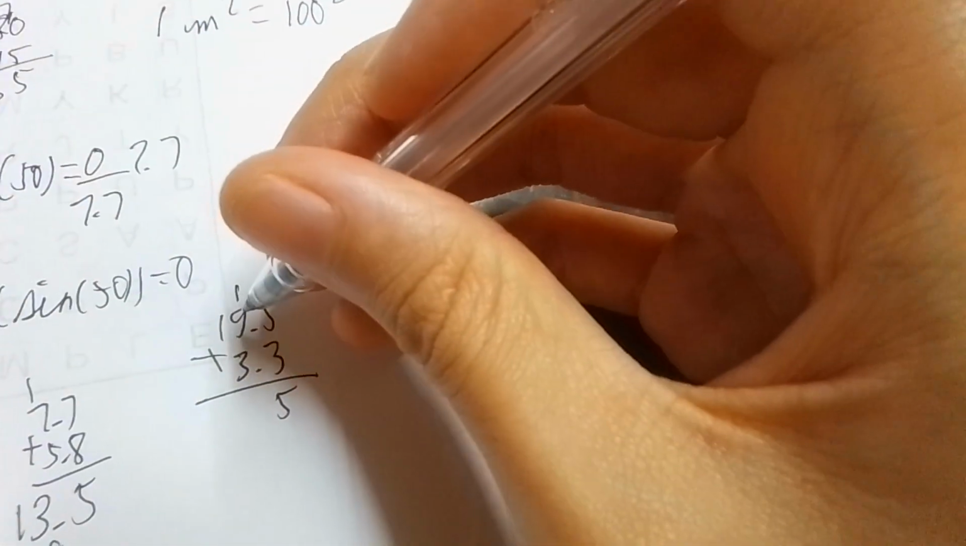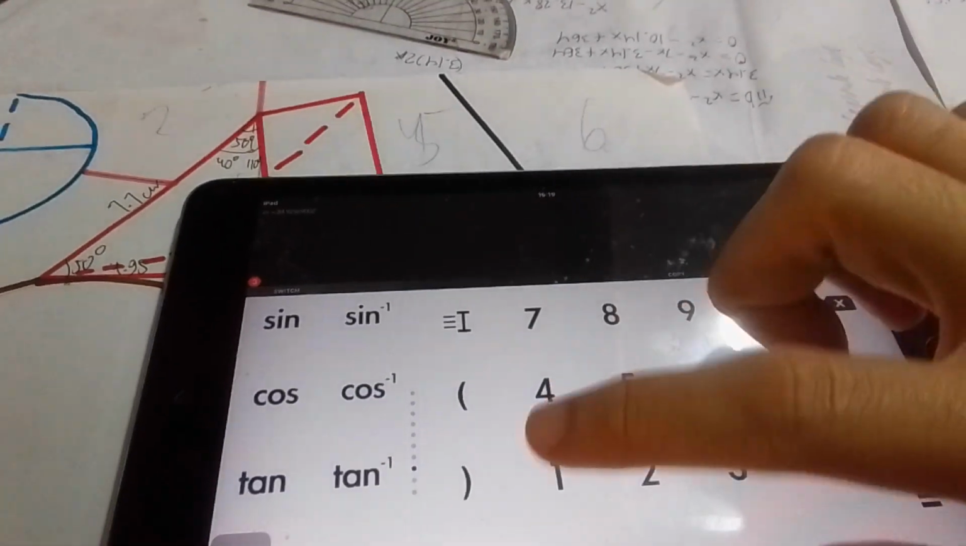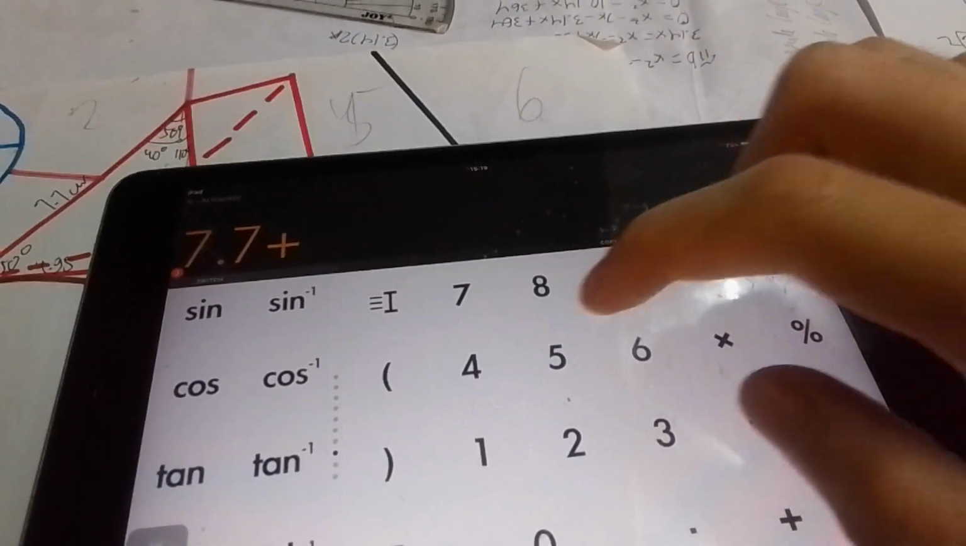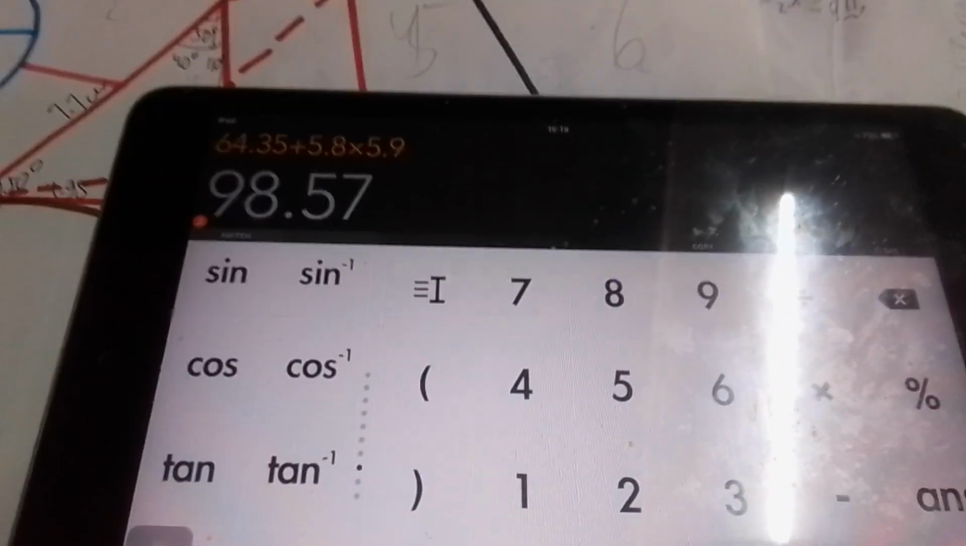5 times 3 is 15, 3 times 9 is 27, 28, 3 times 1, 585. So we still get the same answer. Then add this up all together. Check with the calculator kung tama. Then multiply by 3.3. Tama. That's the perimeter, and then we add it with our base. Remember the area of the base? Plus 5.8 times 5.9. That should be our surface area.